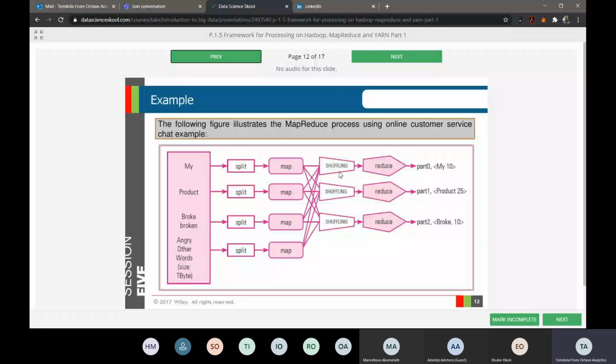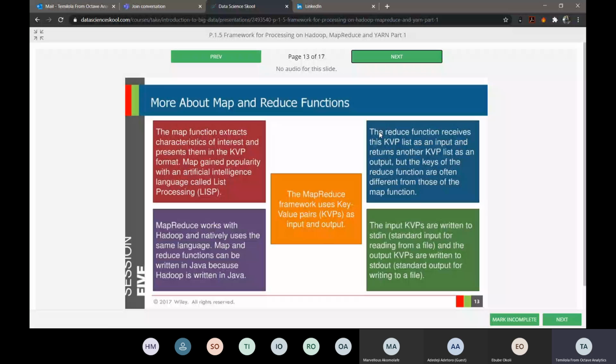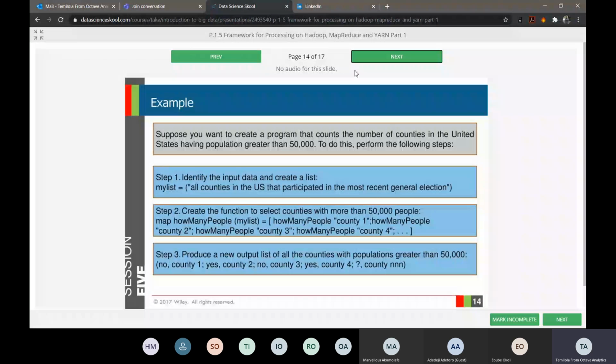So at the end of everything, it will sum up the values of all the instances of "my" in all the portions of the data. When it summed it up, that's when we got 10. When it summed it up, that's when we got 25 for product. So that's basically how it works. Key value pairs means for every target you are looking for, there is a value for it. Okay. So now this is another real life scenario of using the MapReduce function.